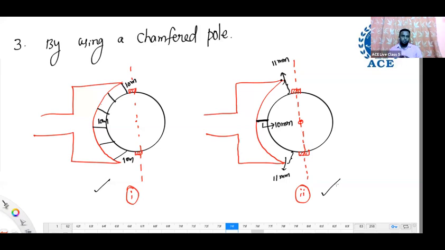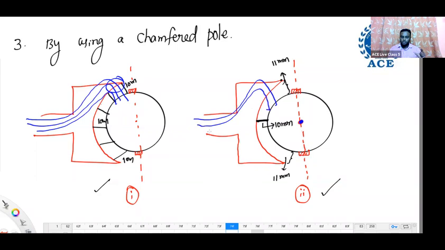Now, what is the advantage of chamfered? See, previously, due to armature reaction, what happens? Most of the flux lines come at the pole tips like this. Now, what happens to the pole tips? Saturated. But if you take a chamfered pole, there is more gap at the pole tips. So we know flux always prefers to flow through the low reluctance path. That's why the flux lines will not go to the pole tip. They will travel in this area only. It won't go up to the pole tip. Now, will the pole tip saturate? No, it won't saturate.